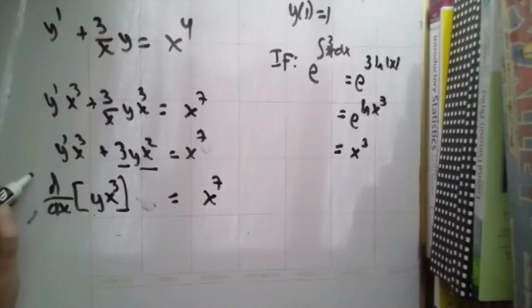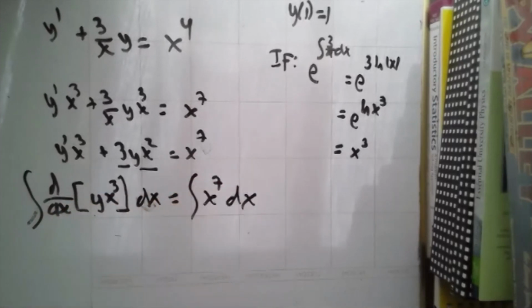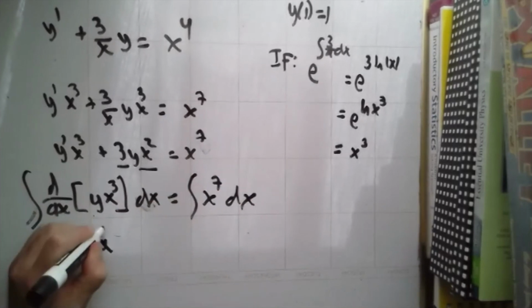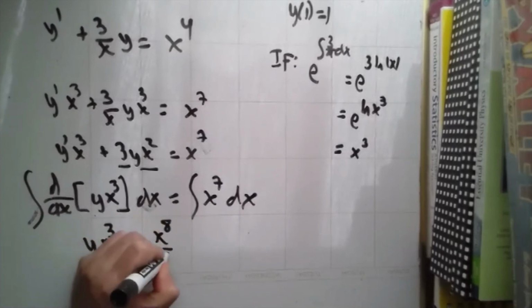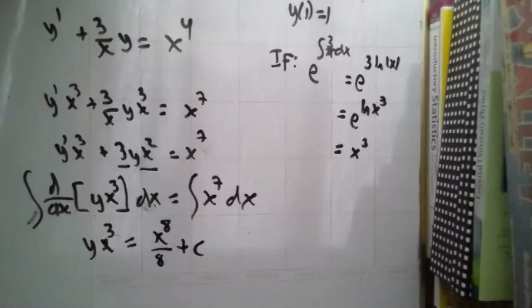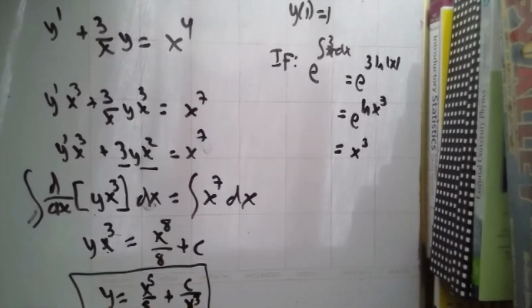Then we take the antiderivative of both sides, dx. Don't forget that dx. If you don't write the dx, you lose points. This will be y x cubed equals, what is it, x to the 8th over 8 plus c. That's where the plus c comes in. Then divide everybody by x cubed. y will be x to the 5th over 8 plus c over x cubed. Oh, you can't see it.